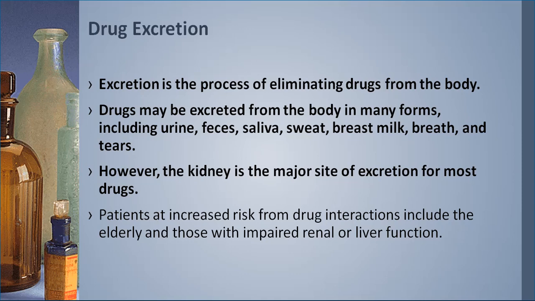Now drugs may be excreted from the body in many forms, including through our urine, feces, saliva, sweat, breast milk, and through our breath, like those who take a lot of alcohol or garlic. When they are breathing, you can smell the medicine in their breath. And also sometimes through tears when they are crying. However, the kidney is the major site of excretion for most drugs. So when you take certain medicines and you urinate, you can see the color of the urine changes and the smell of the urine may even change, because the kidney is the major site of excretion for most drugs.